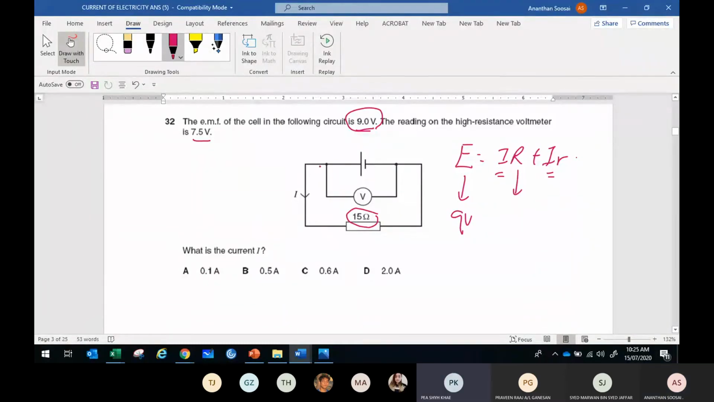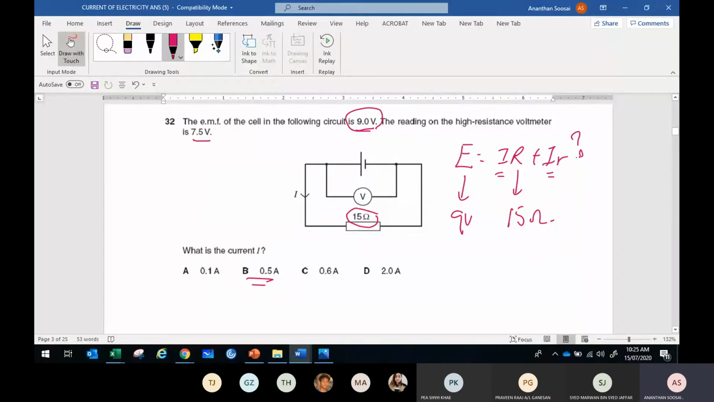Teacher: B. B, 0.5 ampere. Okay, good. So all of you got B. Let's see. So resistance is how much? Resistance is 15 ohm. Internal resistance, we don't know. We don't know the internal resistance also.